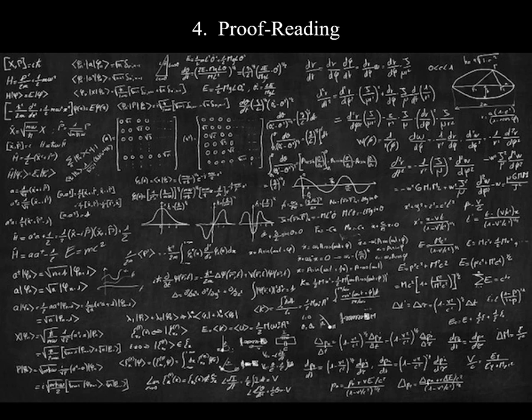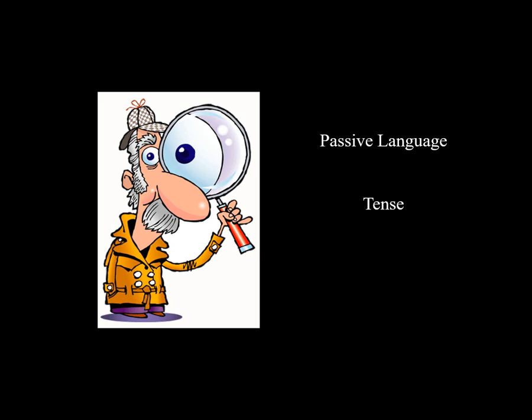So we're going to go through proofreading real quick here. Two of the things I really look for when I'm grading your essay, your final draft, which means you should be looking for these as you're editing your rough draft and doing the peer review, are passive language and tense.